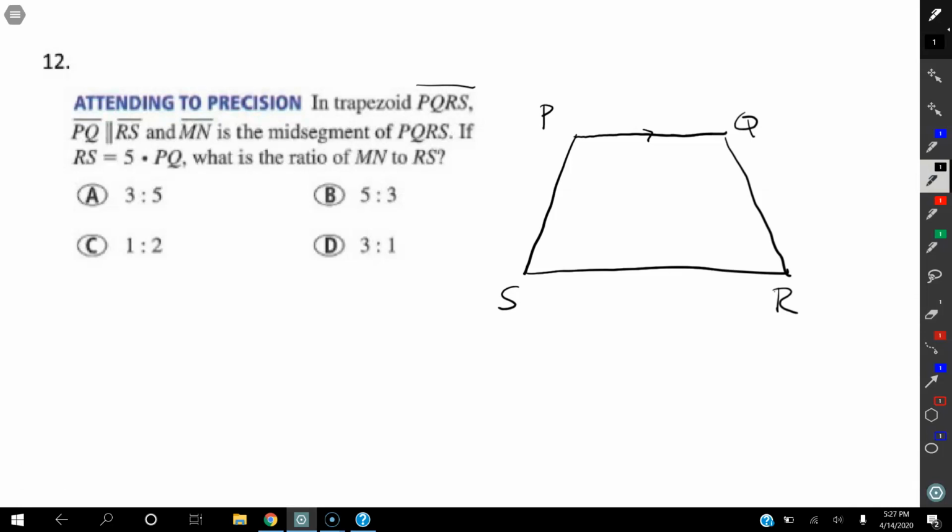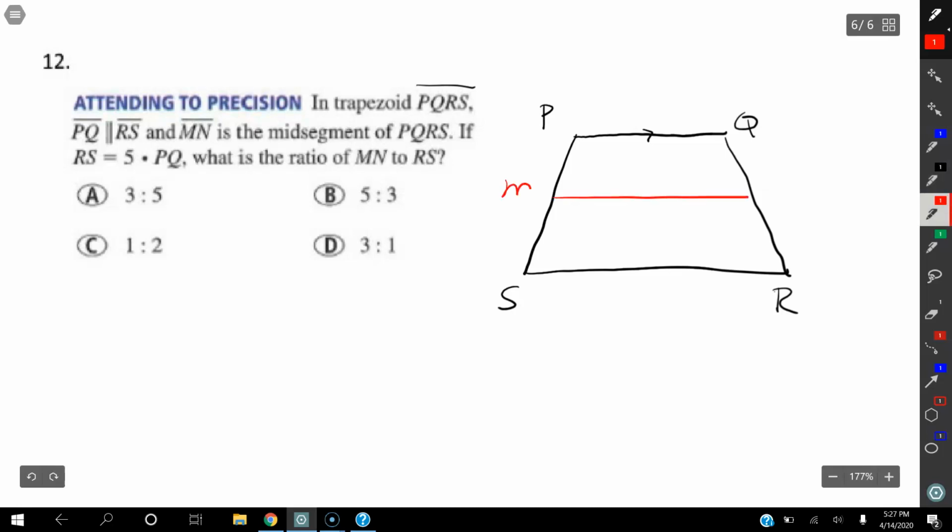MN is the mid segment. So let's draw a mid segment in here of M and N. And RS is 5 times the value of PQ. A couple things I could do here. I could make RS be 5 and make this be 1. That would make it 5 times the value of PQ. I could use 10 and 2. I could use whatever I wanted as long as RS was 5 times larger than the other one.